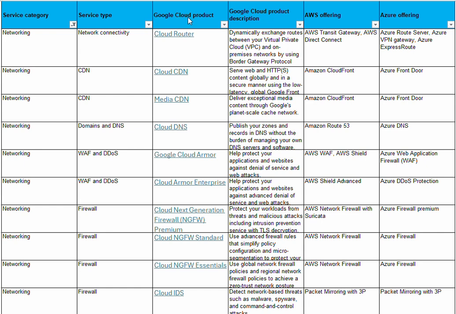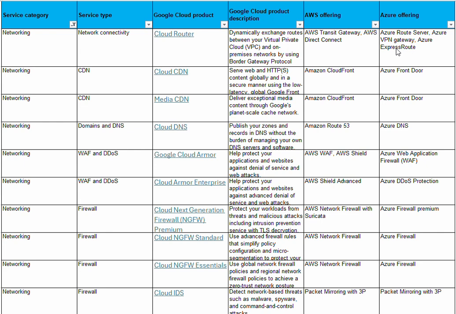On the Google cloud, they call it a cloud router, and on AWS they call it the AWS transit gateway or the Direct Connect. In Azure they call it Azure router service. It's an old name basically. Now it's ExpressRoute and VPN gateway. So what is the difference between ExpressRoute and a VPN gateway?